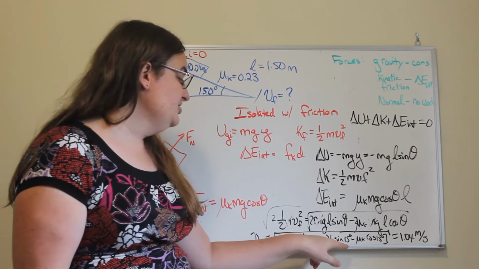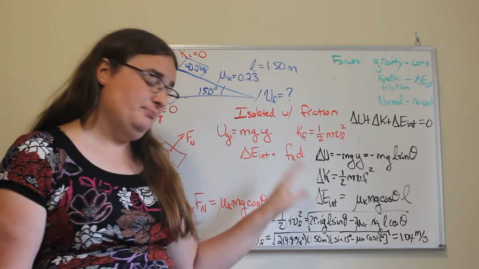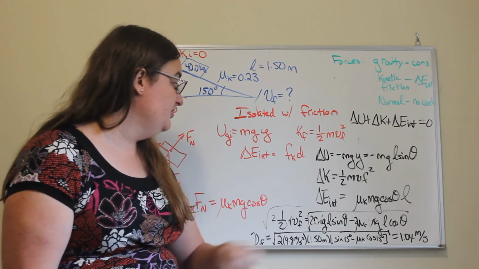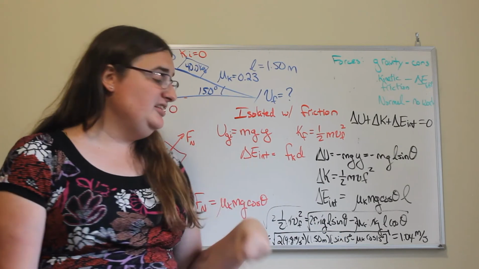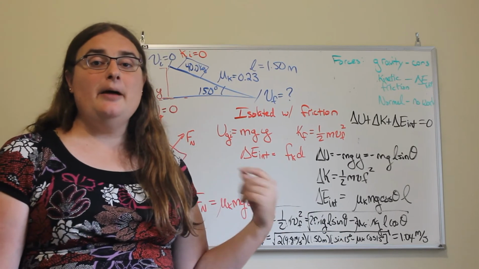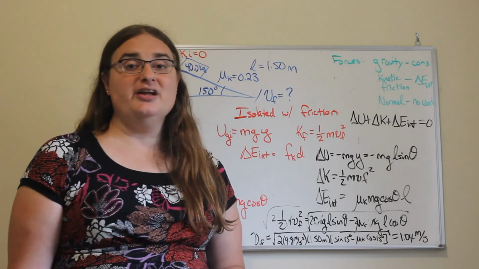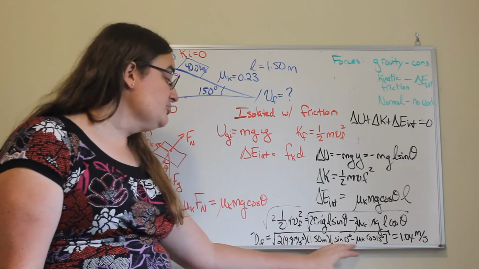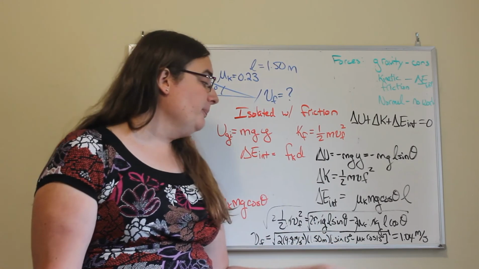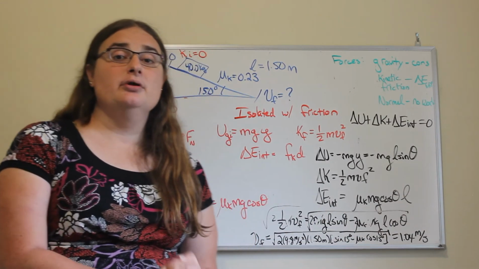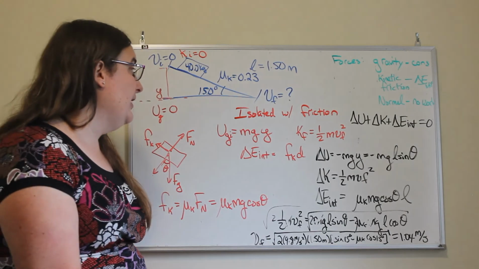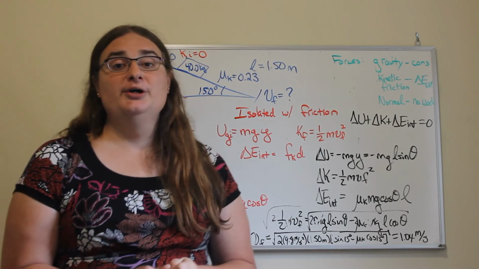Well, if we take the tangent of 15 degrees, the tangent of 15 degrees is about 0.26, which is greater than 0.23, so we do get a real solution, and when we multiply everything and take the square root, we get a speed at the bottom of the ramp of 1.04 meters per second.